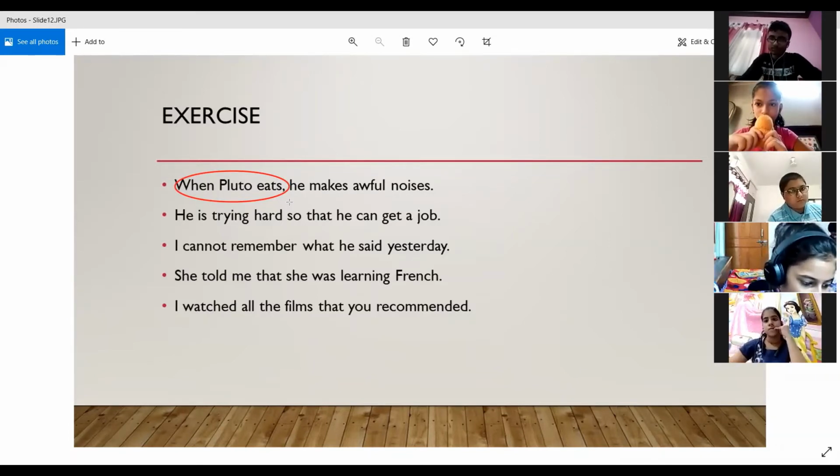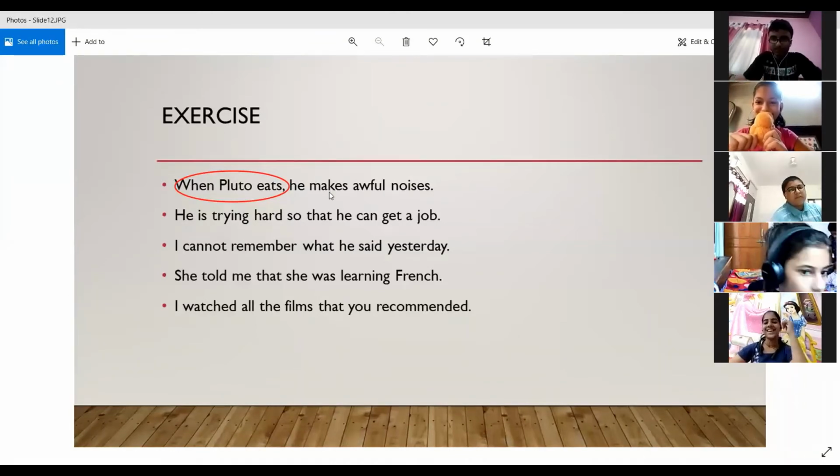Okay, but how can a planet eat? Aryan? Sir, Pluto is the name of a person. Okay, I hope so.